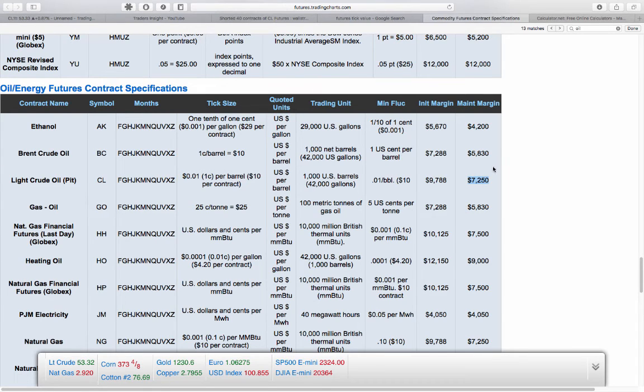So I hope you understand now the difference between the margin requirements and the notional value of each futures contract.